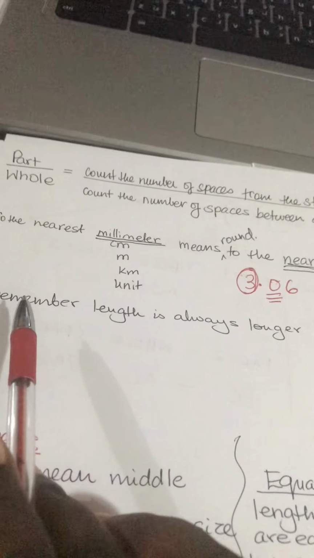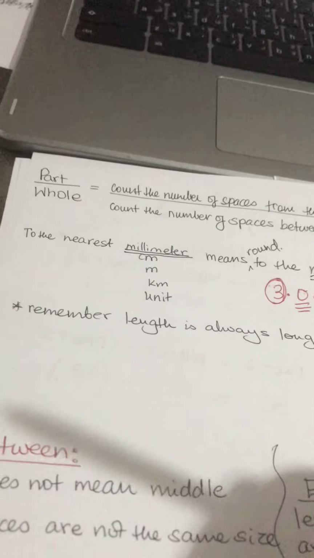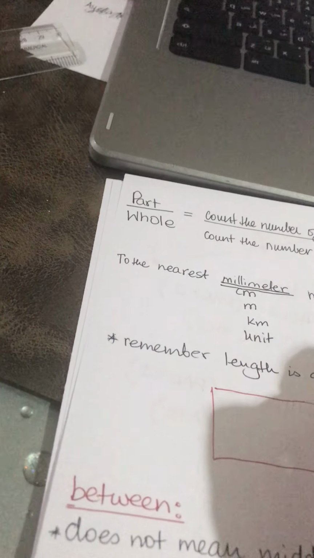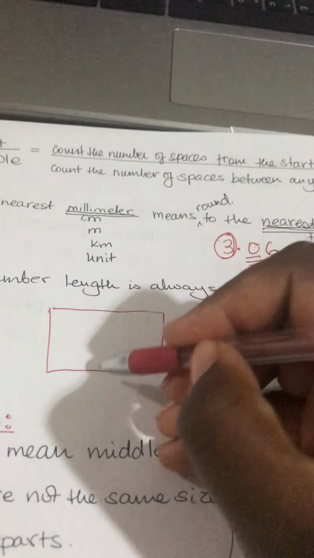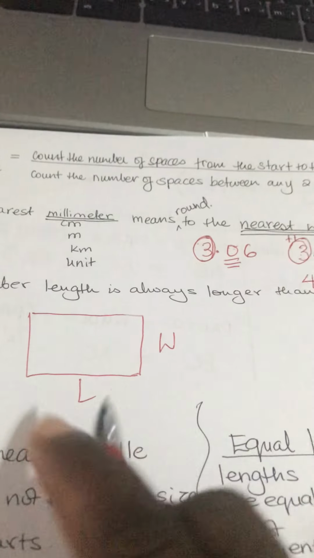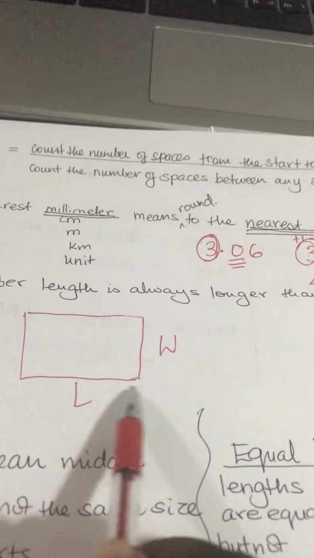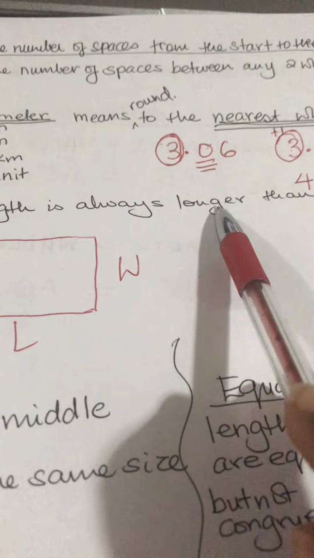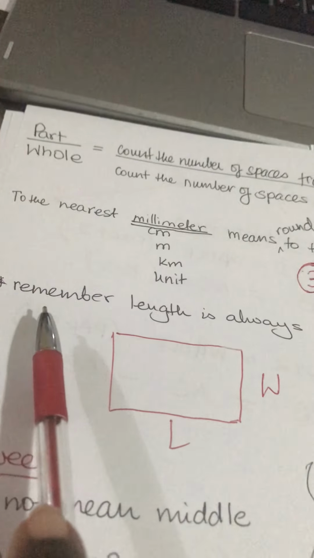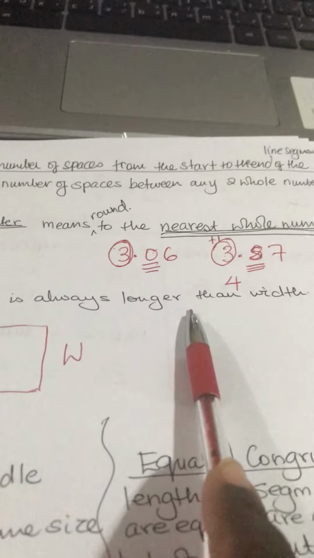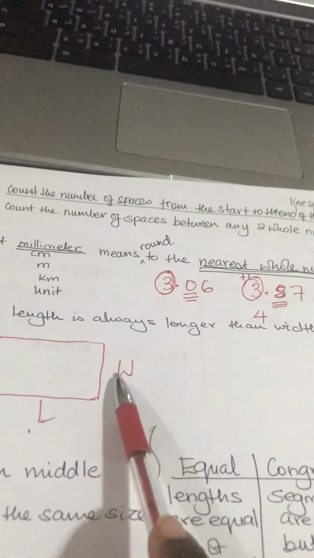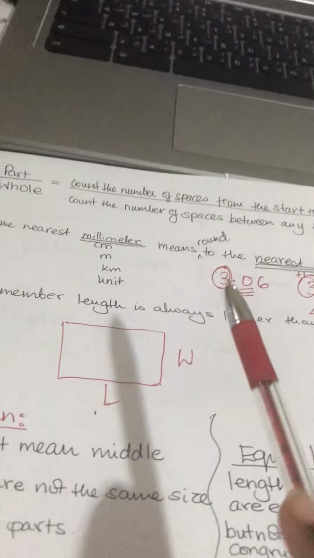Remember, when you're measuring the length of your rectangle, yes, you might see a picture like this. So your length and width. The length is usually the long side. The longest side, the bigger number, represents the length. So that's why I wrote, remember the length is always longer than the width. The bigger number is the length, the smaller number is the width in your rectangle.